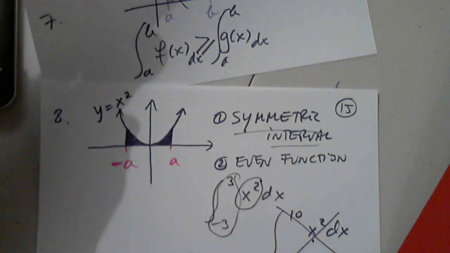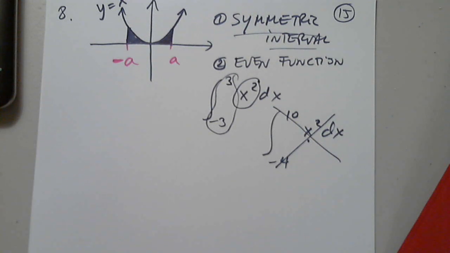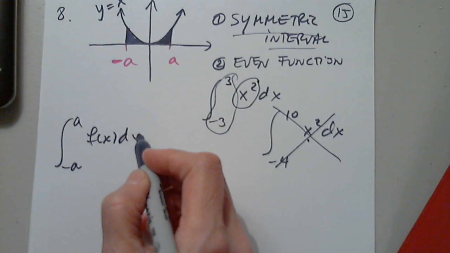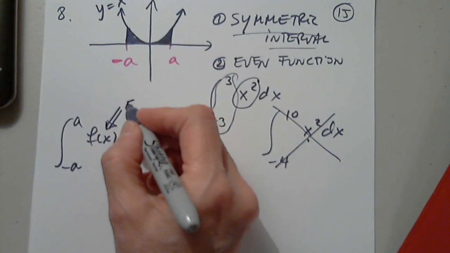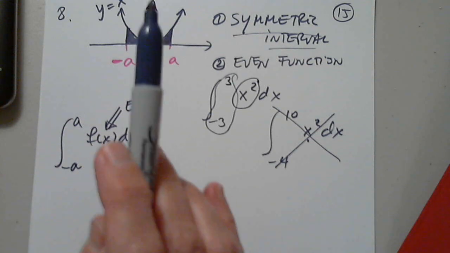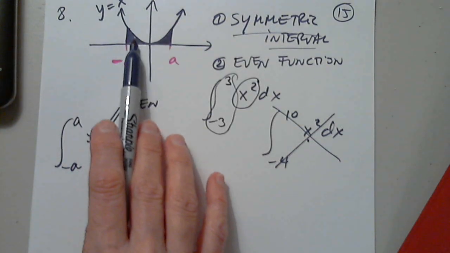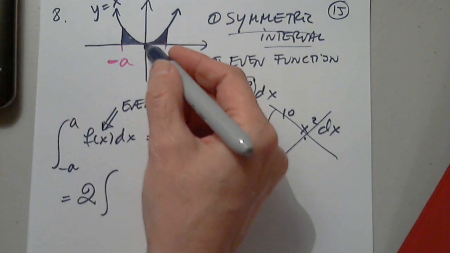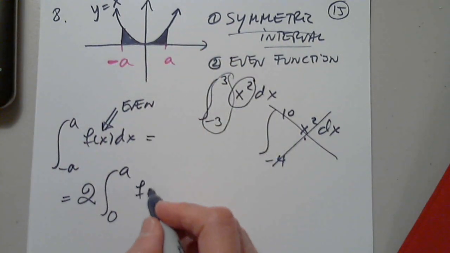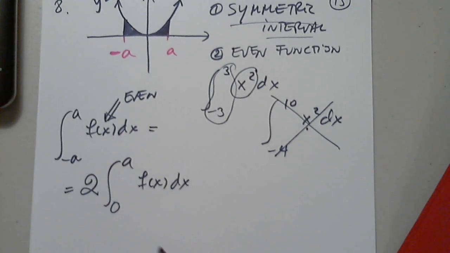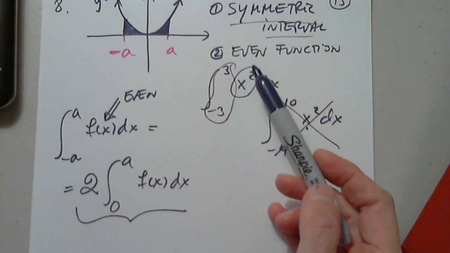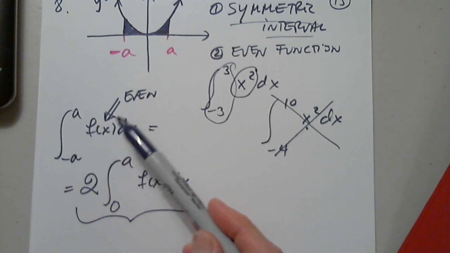So in this case, for an even function, the integral from negative a to a of f of x dx, when f of x is even, notice what happens here. These two pieces are equal. So it's easier if we write twice the integral from 0 to a of f of x dx. This is easier to calculate. And this is allowed. Why? Because both conditions are fulfilled. The interval is symmetric and the function is even.